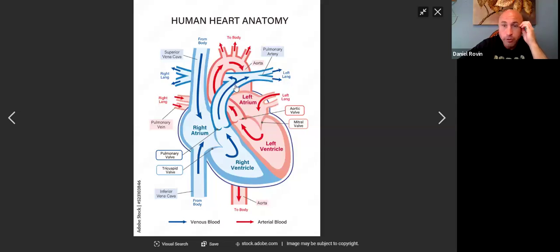They are built strong enough, elastic enough, thick enough to endure the pressure of the squeezing heart. Veins are flimsy. They are not designed for pressure. They are always bringing blood back directly to the heart.